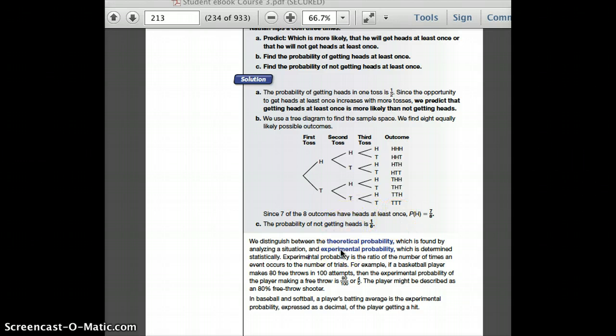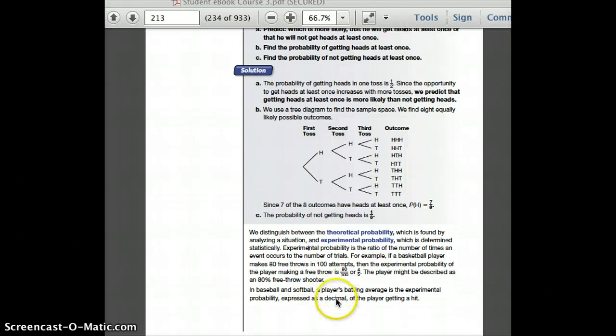Experimental probability is actually doing an experiment. Experimental probability is the ratio of the number of times an event occurs to the number of trials. For example, if a player makes 80 free throws in 100 attempts, then the experimental probability is 80 out of 100, or 4 out of 5. The player might be described as an 80% free throw shooter. But he actually did it. He actually did an experiment to prove his probability. That has to do with the batting average.